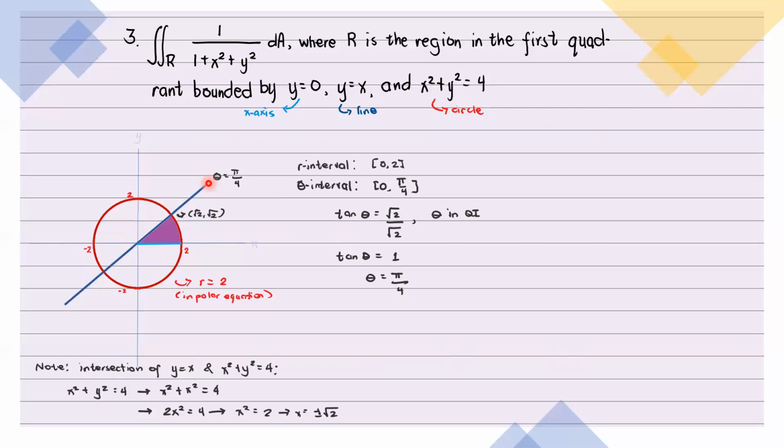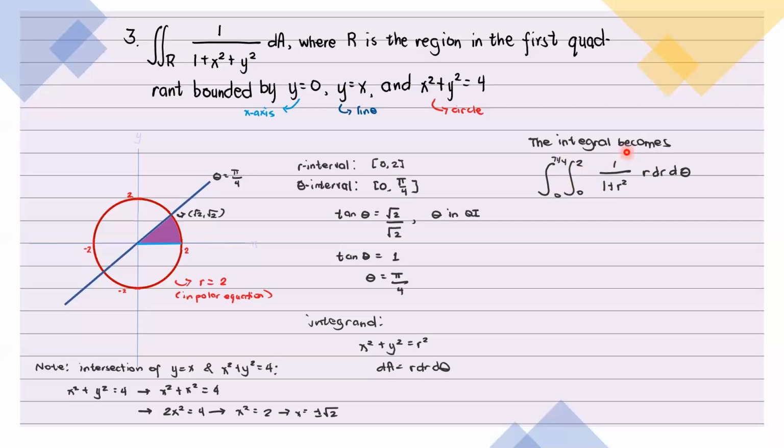Okay? Now, for the integrand, may x squared plus y squared din naman dyan. Palitan natin ng r squared. Then yung dA, palitan natin ng r d theta. Okay na. We can now convert our double integral into polar form. So we have the double integral of 1 over 1 plus r squared multiplied by r d theta. So ito yung 1 over 1 plus x squared plus y squared. Ito naman si dA. And then ang ating r limits of integration ay 0 to 2, and then theta limits of integration ay 0 to pi over 4.